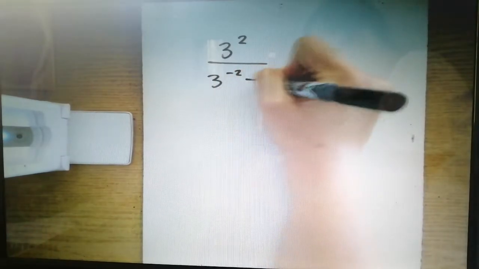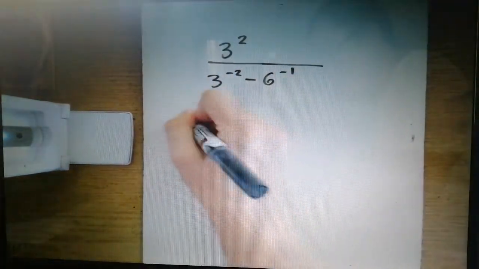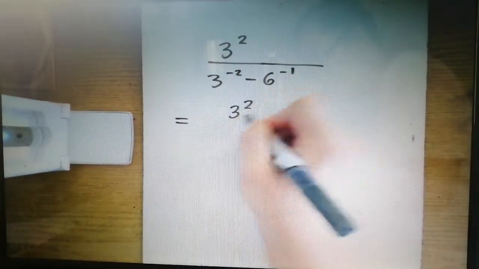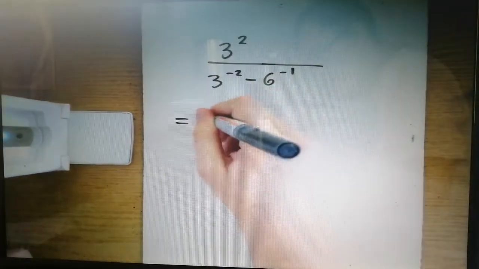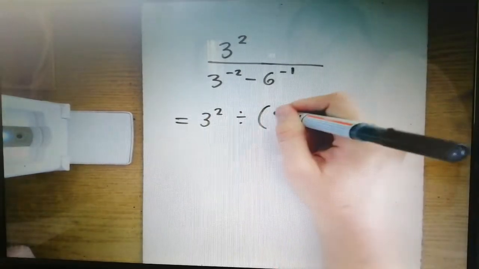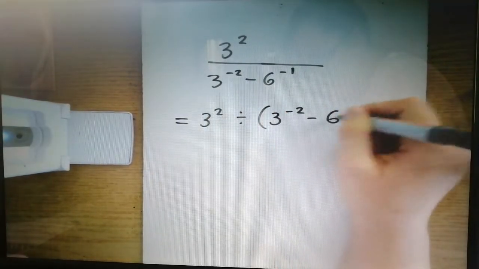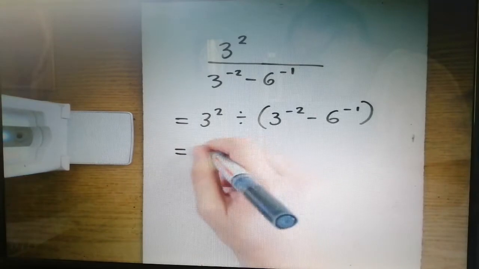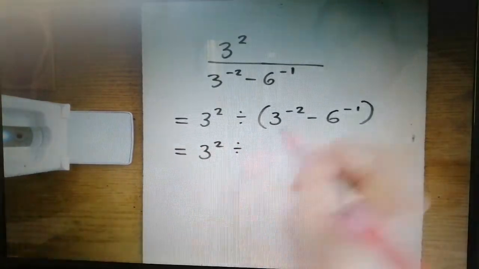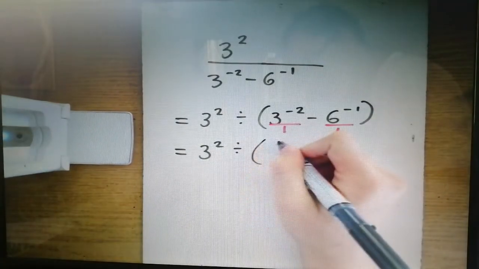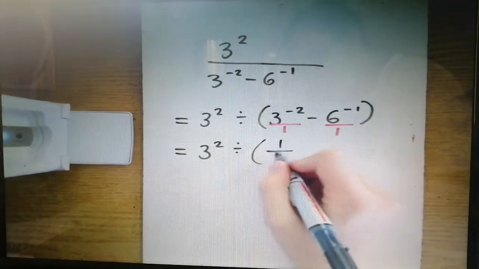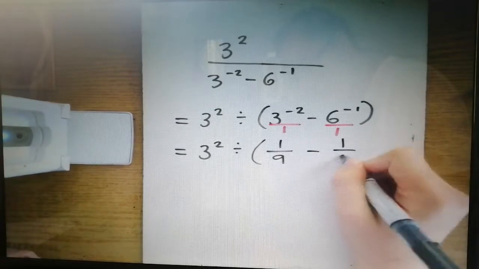Okay, question 3, again without your calculator. 3 squared over 3 to the negative 2 minus 6 to the negative 1. We have 3 squared at the top. At the bottom, I'm just going to write this linearly so that I don't run out of space. So I'm dividing by 3 to the negative 2 minus 6 to the negative 1. At the bottom, I want to get rid of these negative exponents. So I take them to the bottom, and I have 1 over 3 to the power of 2, which is 9, minus 1 over 6.